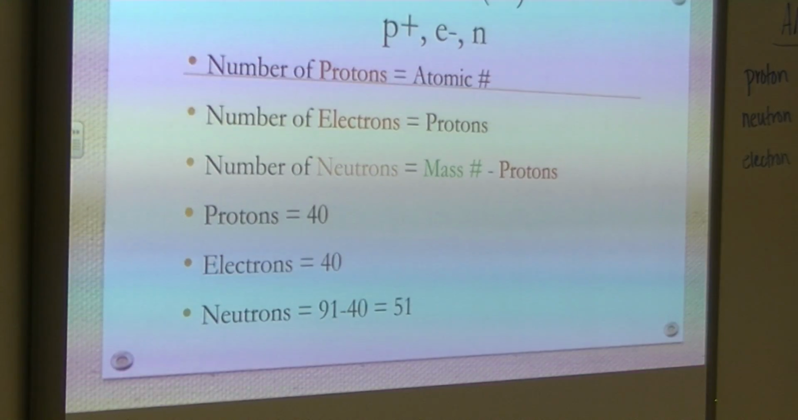And then for zirconium, the atomic number is 40. So you should have 40 protons and 40 electrons because they're going to be the same. And then your atomic mass of zirconium is 91. So you're going to do 91 minus 40, and you get 51.